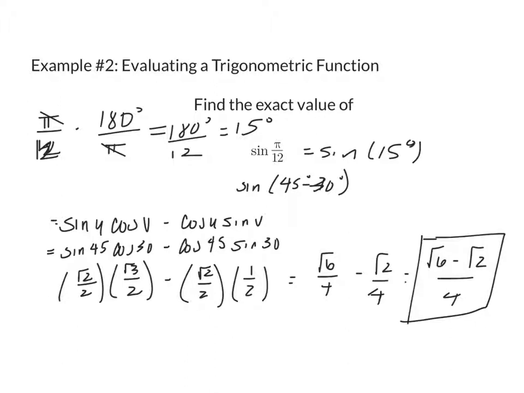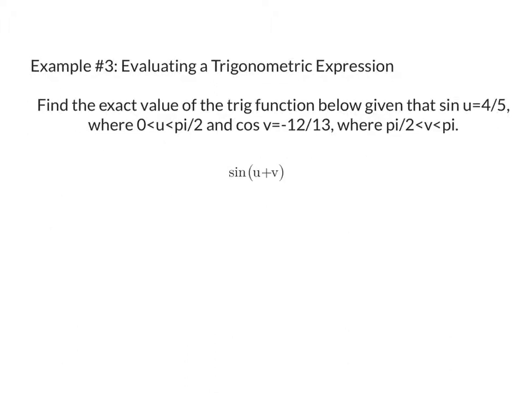All right, let's look at our last problem. Here again, it says to find the exact value of the trig function below, given that sine u equals 4/5, where u falls within 0 and pi over 2, and cosine v is negative 12/13, where v falls between pi over 2 and pi. Okay, so this is actually two different problems, so I need to be very clear about that. So let's talk about the first one. Find the exact value of the trig function given that sine u equals 4/5, where u is between 0 and pi over 2. That's one question.